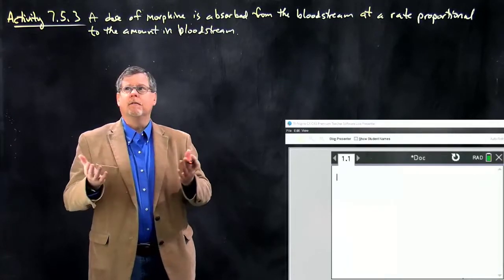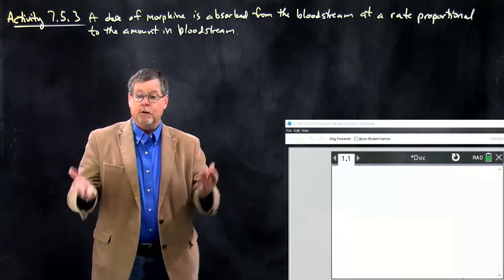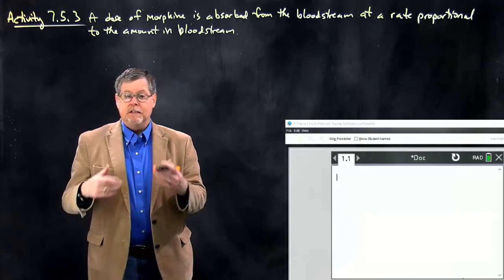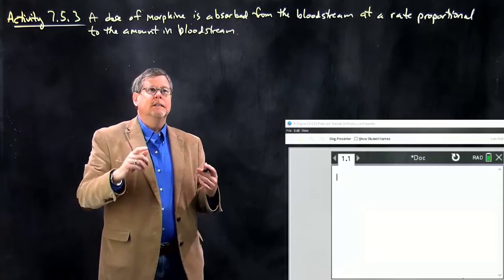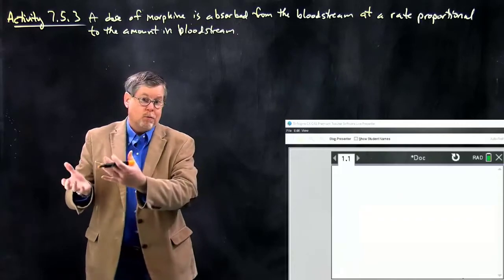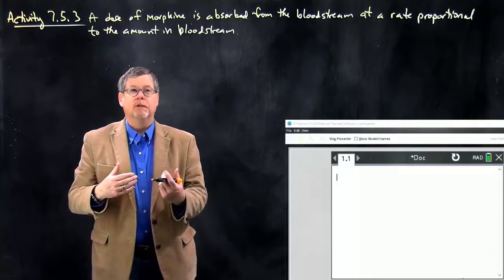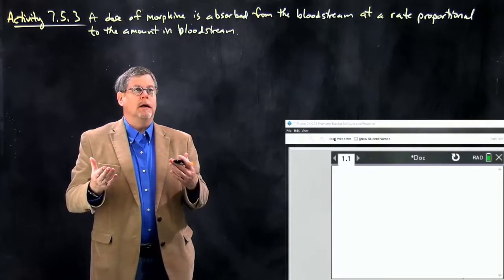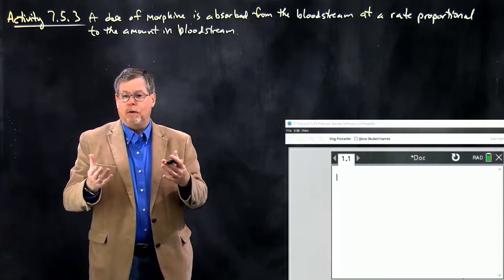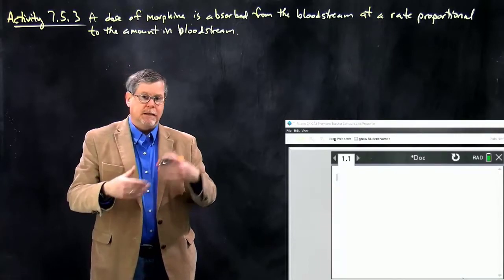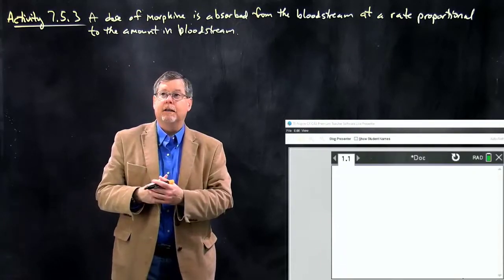The first part of this activity asks what differential equation we would have to describe this behavior. Since we're talking about absorption, the reduction of the drug in the bloodstream, I'm going to express my constant with a minus in front of it, assuming that the constant K will turn out to be positive in the end.